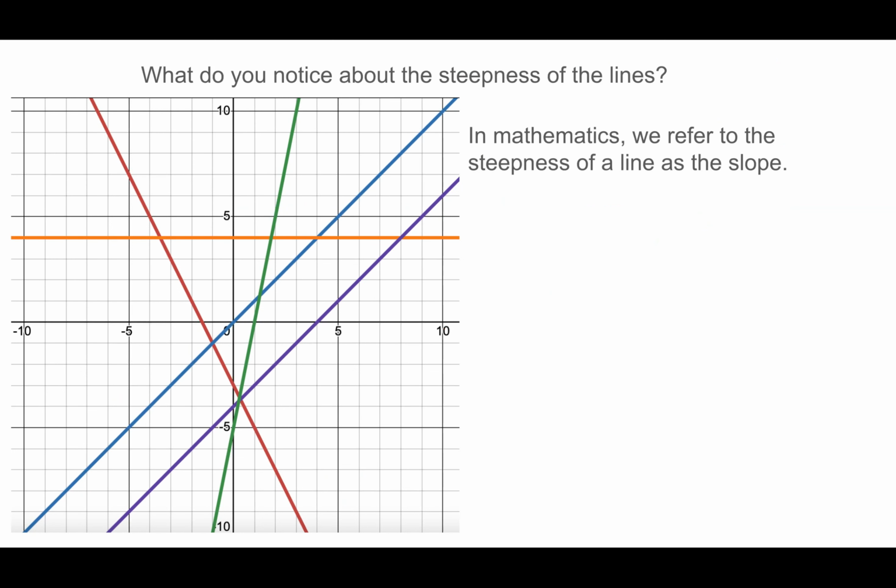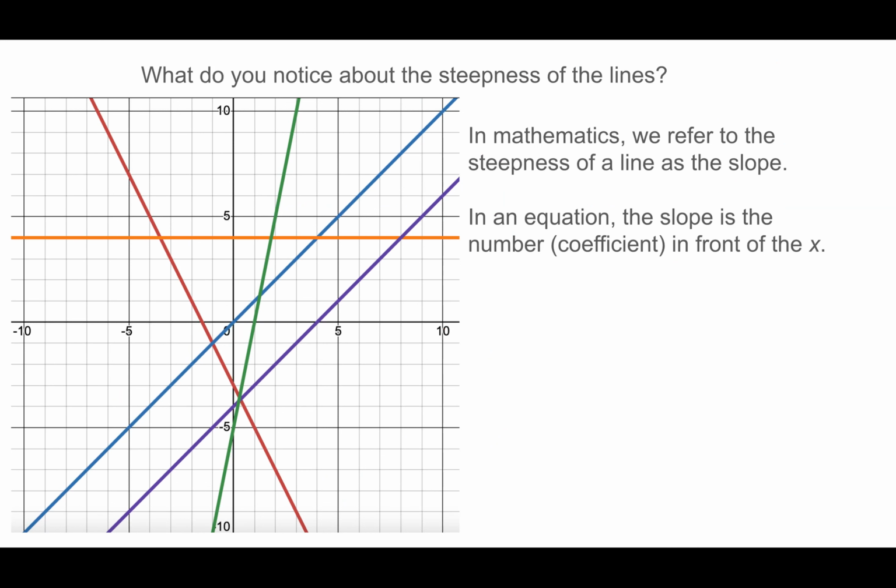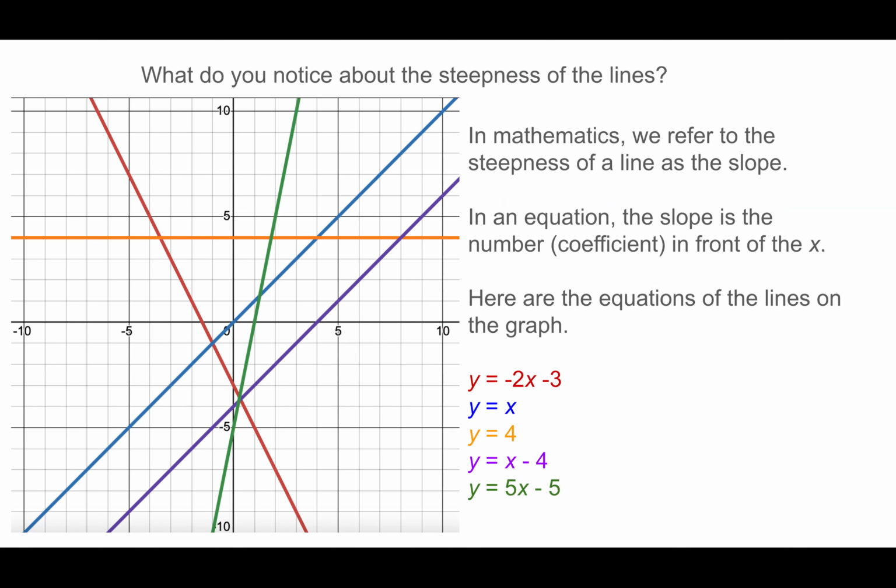In mathematics, we refer to the steepness of a line as the slope. And in the equation of a line, the slope is the number in front of the x. So that number in front of the x we call the coefficient. So here are the equations of the lines on the graph.